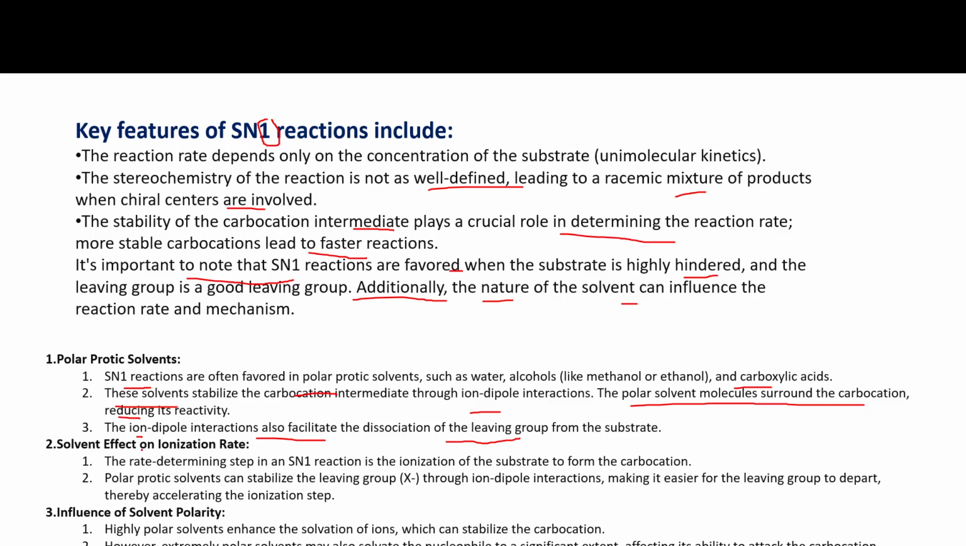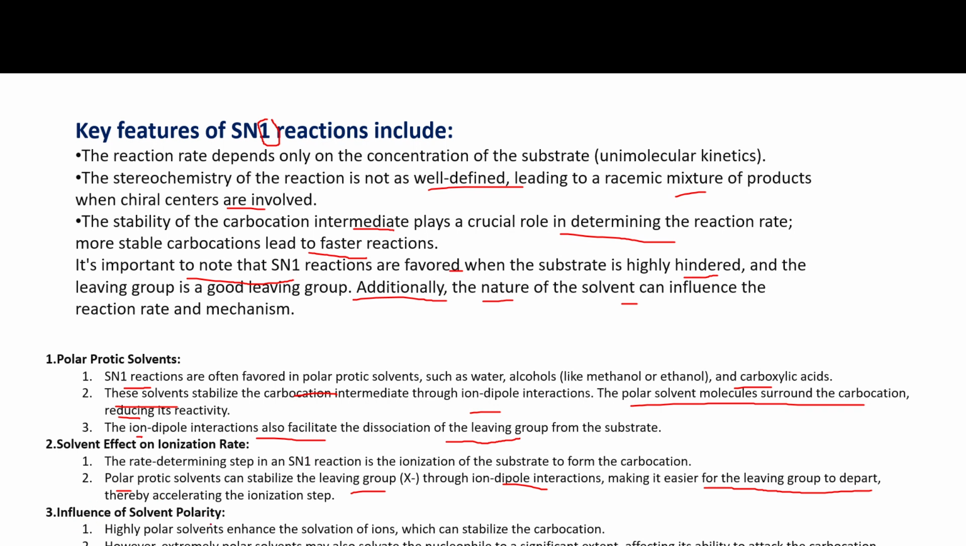Then the solvent effect on ionization rate. The rate-determining step of the SN1 reaction is the carbocation formation from the substrate, and the polar protic solvent can stabilize the leaving group through ion-dipole interactions, making it easier for the leaving group to depart. So one is the stabilization of the carbocation, helped by the polar protic solvent, and also the departing of the leaving group is easier with a polar solvent.